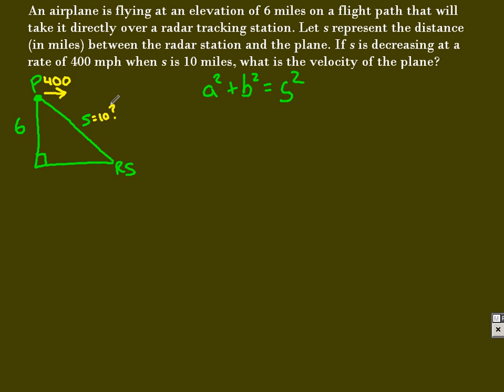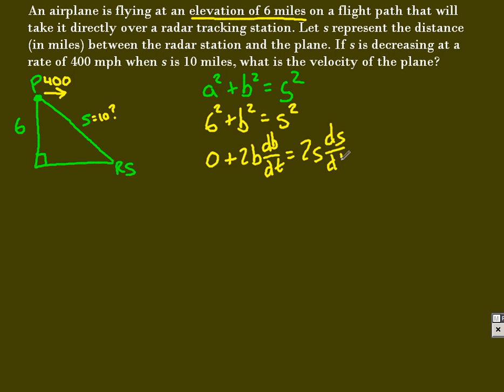However, it says it is flying at an elevation of 6 miles. That's not changing. That means I can plug in 6 miles immediately. So I'm going to plug in 6 for A. I still don't know what B is, and I still don't know what S is. But that being there, I can plug it in immediately because it's never changing. Okay? So when I do that, now I can take a derivative. The derivative of 6 squared, or 36, is 0. The derivative of b squared will be 2b, db dt. And on the other side, 2s, ds dt.